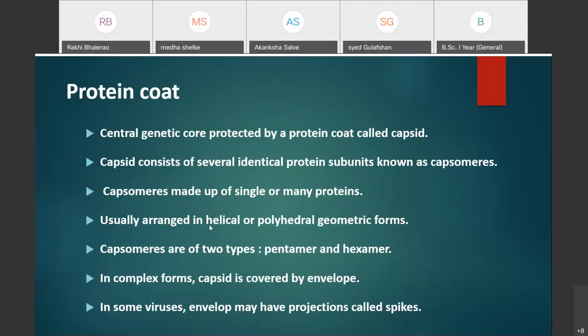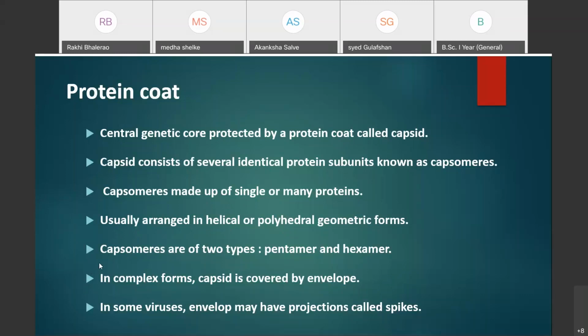Okay, then usually these protein subunits, or we can say these capsomeres, are arranged in helical or polyhedral geometric form. We will discuss what the helical and the polyhedral geometric forms are in the next slide. Just remember here, these capsomeres are usually arranged in helical or polyhedral geometric form.